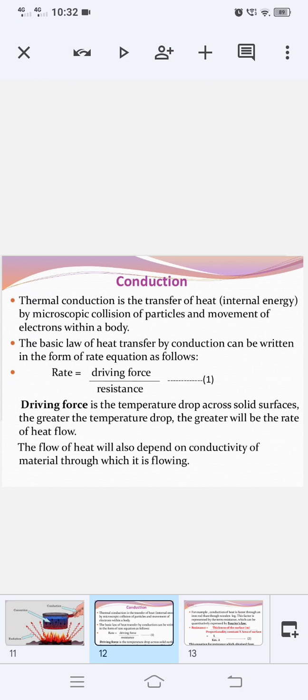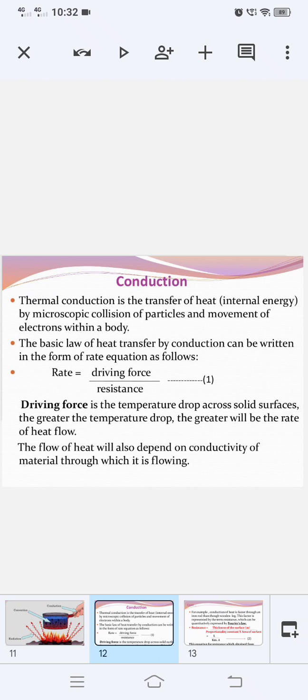So what is conduction? It is the transfer of heat or the internal energy which is present inside each and every particle by microscopic collision of the particles and movement of electrons within that body or within the system. Now, the basic law of heat transfer by conduction can be written in the form of an equation: rate is equal to driving force upon the resistance.